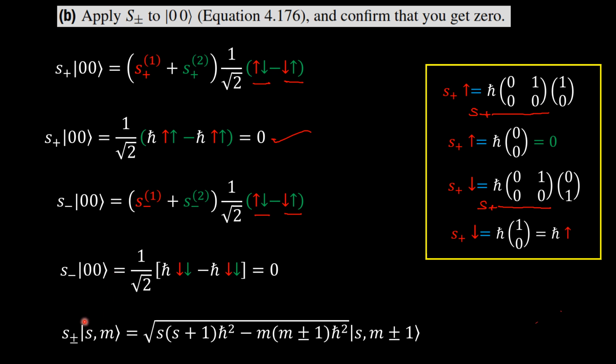Then generally S plus or minus acting on S, m, you will get this relation. That is S into S plus 1 H cross squared minus m into m plus or minus 1 H cross squared. Here S, m are 0. So naturally everything will be 0. So you will get the net result as 0. Then we will move on to the next section.